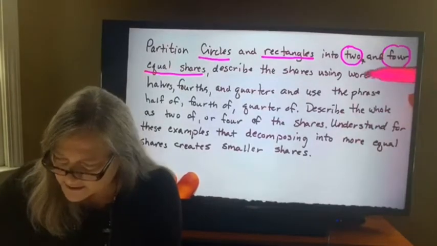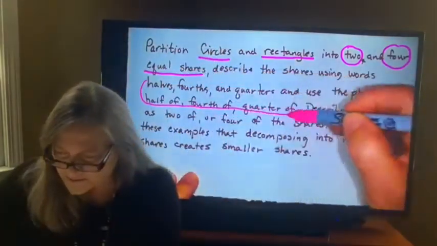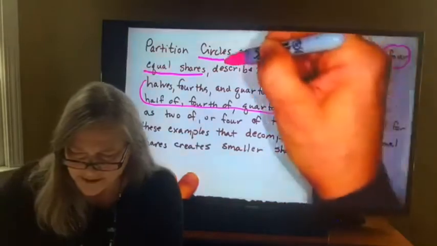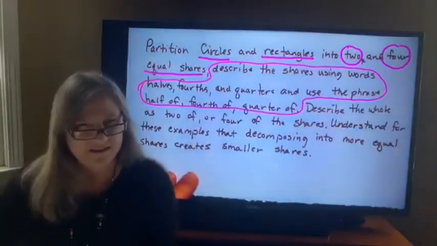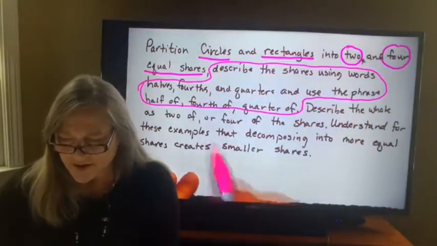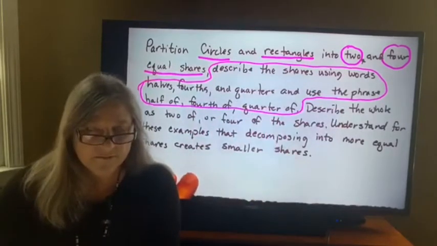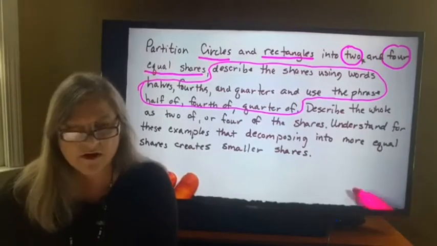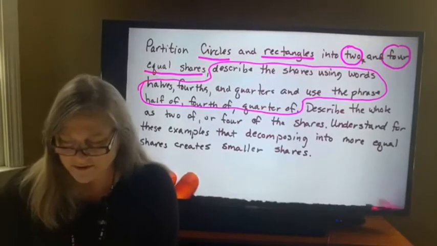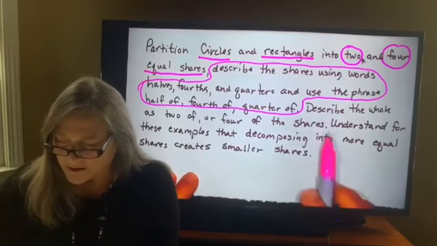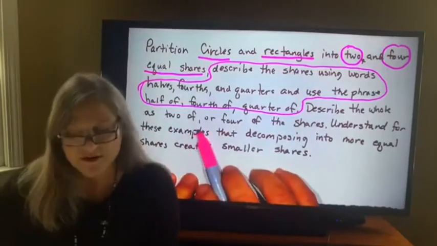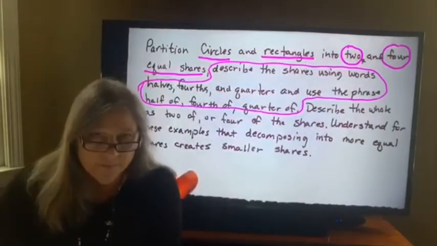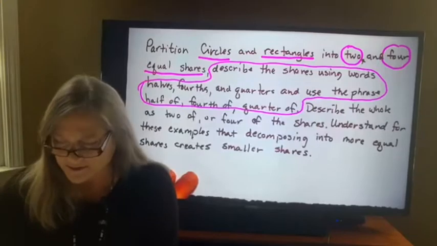Now you don't want to get into this terminology piece until you've done some work with your students, because we need them to understand what it means in their terms first. So I wouldn't introduce these terms right away until they start calling them something, and then you can talk about the common words that we would use. Describe the whole as 2 of. So what that means is when you have a whole piece, we can talk about the 2 of. We'll do that in just a minute.